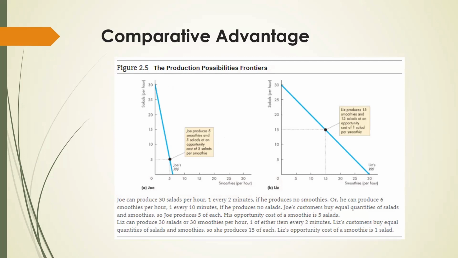So Joe can produce 30 salads per hour, 1 every 2 minutes. He can produce no smoothies, or he can produce 6 smoothies per hour, 1 every 10 minutes, if he doesn't produce any salads. So his opportunity cost of a smoothie is 5 salads. And Liz can produce 30 salads and 30 smoothies per hour, 1 of either item every 2 minutes. So Liz's opportunity cost of a smoothie is 1 salad.